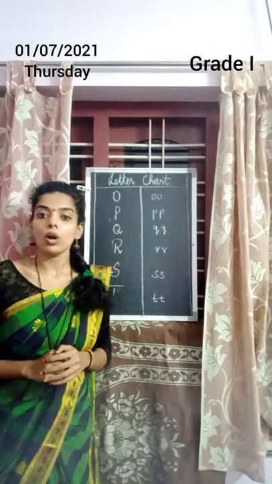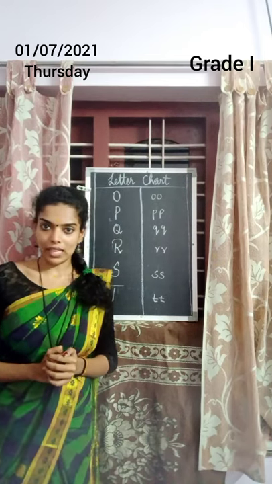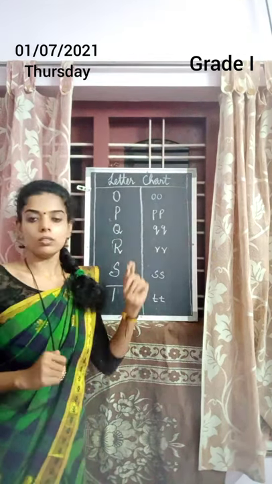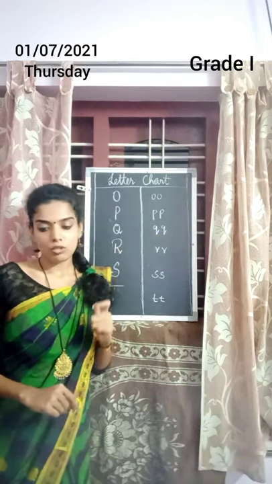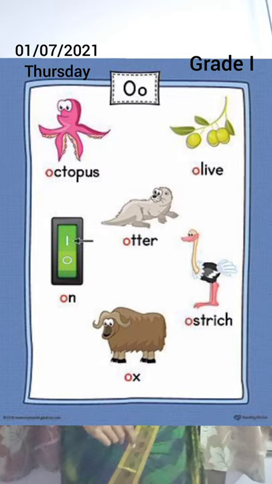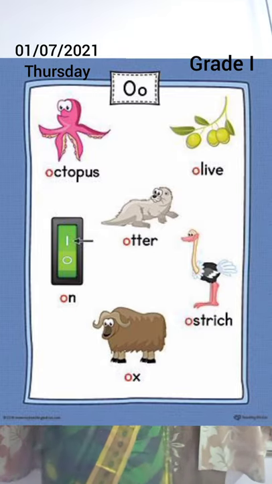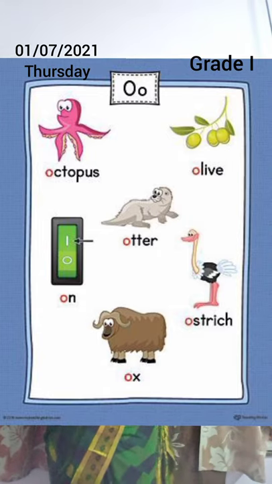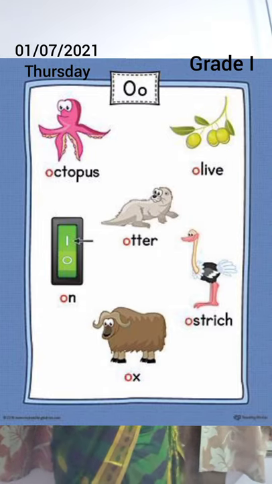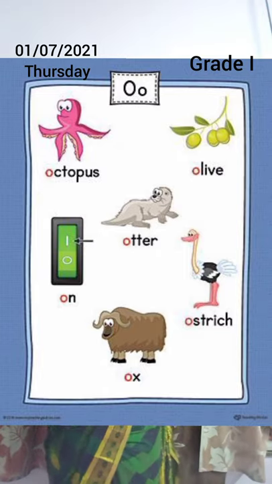The next one is O. What's the sound of O? Alphabet O. It's not O, it's O. So the example is octopus, O-C-T-O-P-U-S, octopus. Olive, O-L-I-V-E, olive. On, O-N, on.